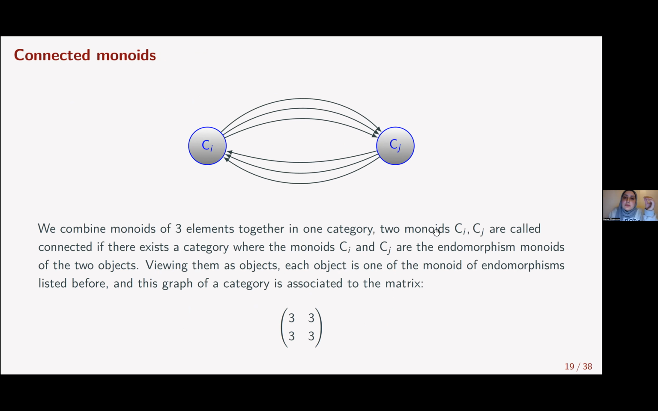And we say that 2 monoids Ci and Cj are called connected if there exists a category where the monoids Ci and Cj are the endomorphism monoids of the 2 objects. So if there exists a category that connects them. And then if we view them as objects, and each object is one of the monoids of endomorphisms listed before, then this graph of a category will be associated to the matrix 3, 3, 3, 3, because here we have 3 elements and 3 elements, and there are 3 morphisms between each 2 monoids.